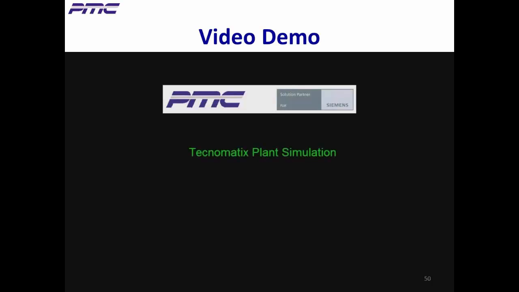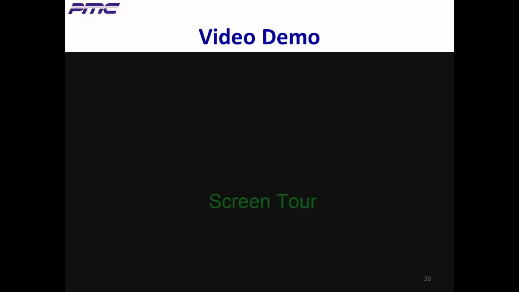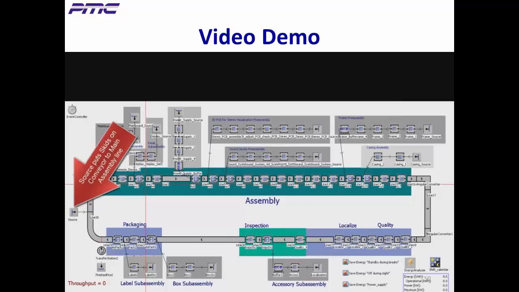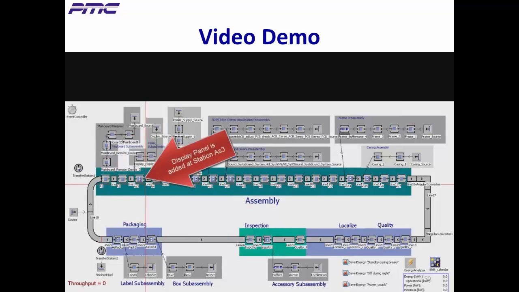Hello, welcome to PMC's Tecnomatix Plant Simulation Energy Efficiency Optimization demo of an LCD TV flat screen assembly plant. We'll start with a screen tour of our plant simulation model. The source puts skids on the conveyor to the right, which moves skids up to the main assembly line. The main board is placed on the skid at station A1. The display panel is added at station AS3.